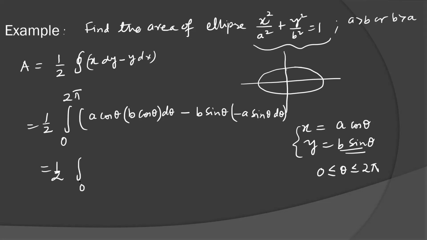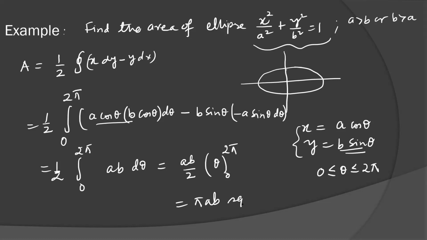So it will become 1 by 2 integral from 0 to 2 pi of ab cos square theta plus ab sin square theta. We can take ab common, then it will become cos square theta plus sin square theta, that will become 1 only. So ab by 2 we can take outside, integration of d theta will be theta from 0 to 2 pi. So it will become pi ab square unit. So this is the area of the ellipse by using the application of Green's theorem. In a very easy manner we can find that.